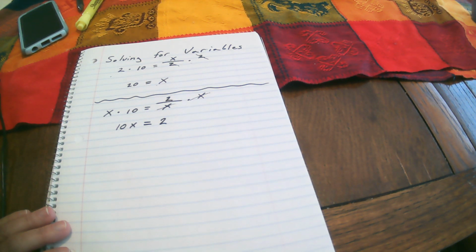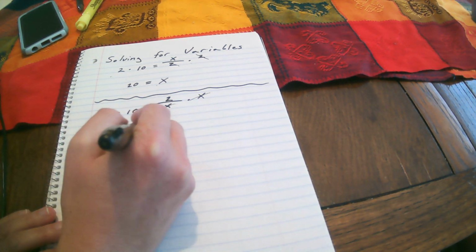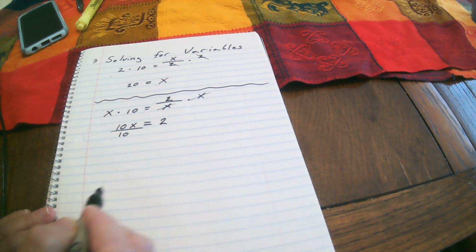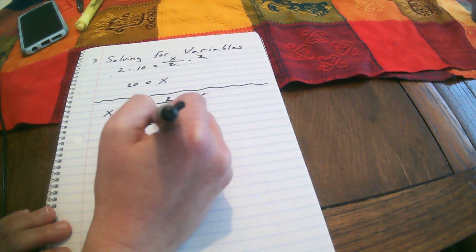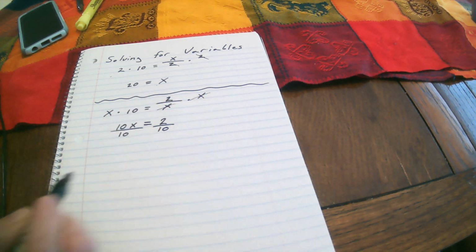Well, I'm not done yet because I want to get x by itself. And right now it's still stuck to that 10. It's being multiplied by 10. So if x is being multiplied, what's the opposite of multiplication so I can get rid of that 10? Yeah, division. I need to divide this. So I'm going to divide this side by 10. Whatever I do to one side, I have to do to the other side. So I'm going to divide the other side by 10 too.